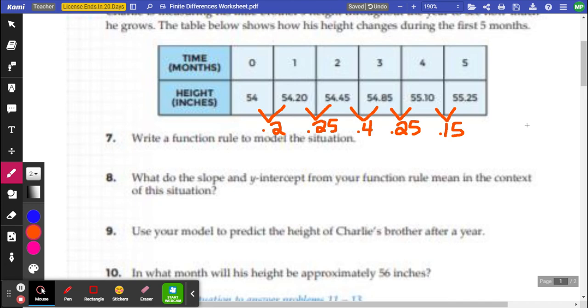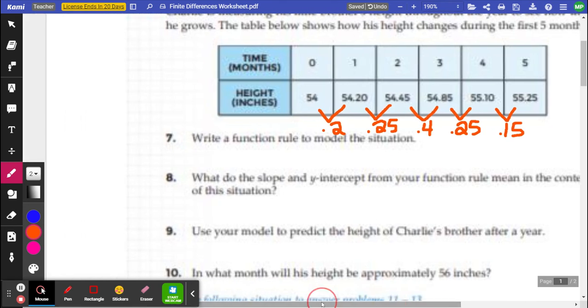So now that you found all the differences, you don't have to write the table. We're just doing the math. So you're going to add them all up first, because to find the average, we add them together.